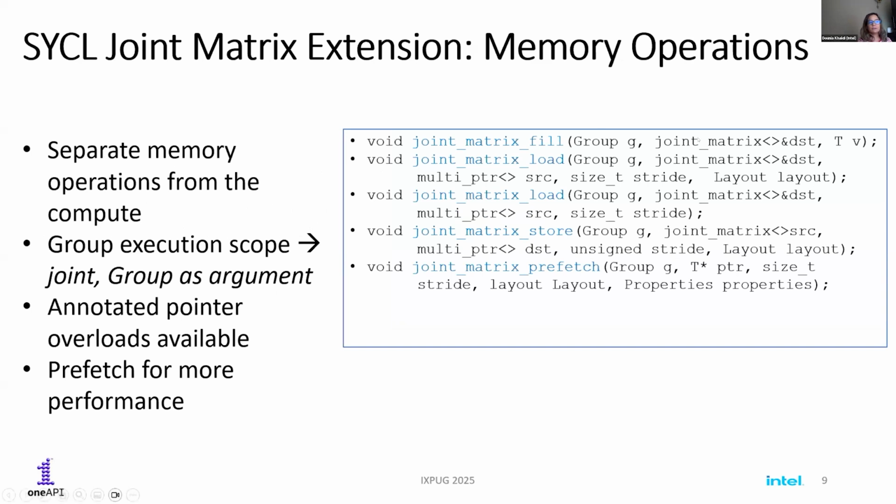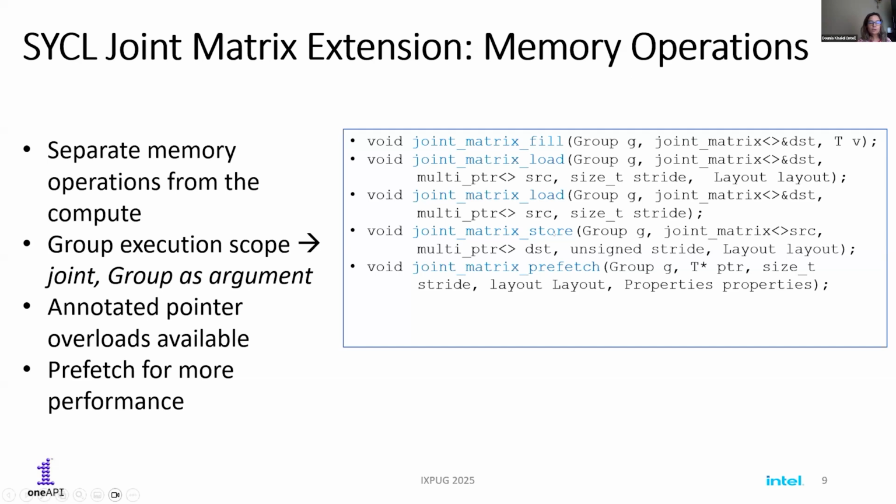Now, what do you do with this new joint matrix data type? You can apply memory operations. You can fill the joint matrix with some value. If you want to bypass the memory operations, you can fill directly, and that will be like a move operation directly into the register. The load will load from memory, so you will find a pointer here. You load from memory to the joint matrix, and you specify the layouts there.